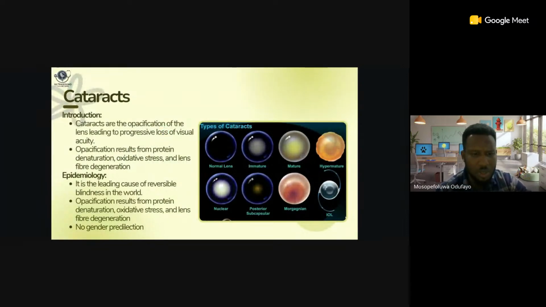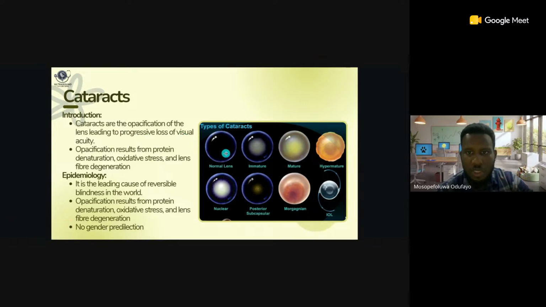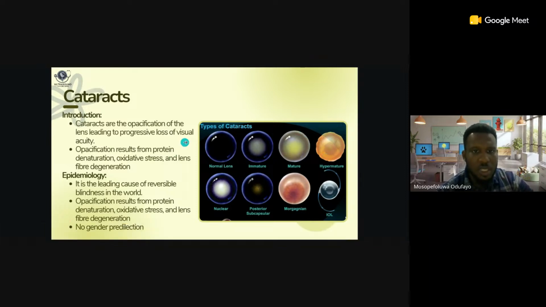Now let's talk about cataracts. We've heard a lot about cataracts, so let's talk a lot about cataracts today. Cataract is simply the opacification of the lens. The lens is normally transparent, but then it begins to get white or it begins to change color in various degrees. Opacification of the lens leading to progressive loss of vision or visual acuity is cataract.